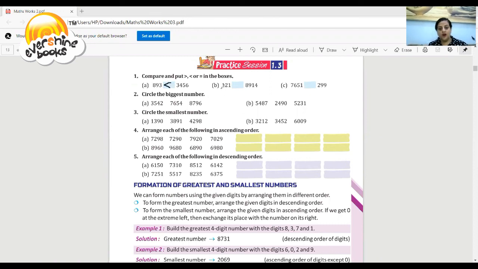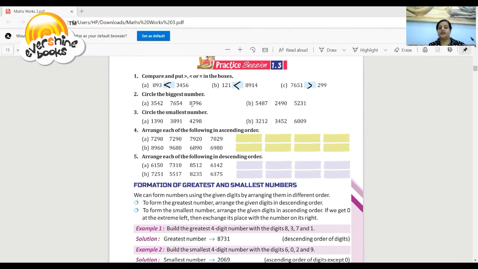3456. Now 121 and 8914, which is bigger? 8914 is greater. 7651 is bigger, or 299 is bigger? 299 is bigger. 7651 is bigger.